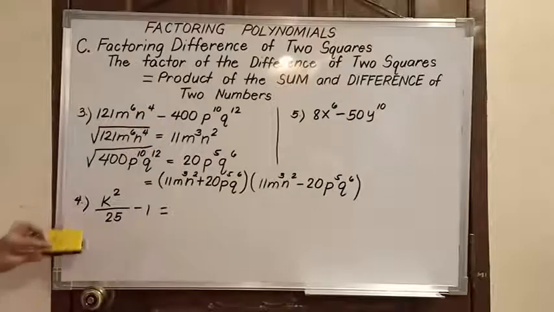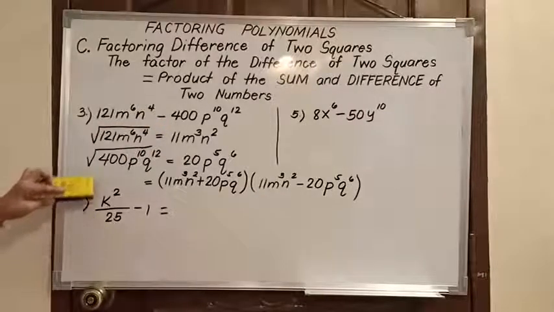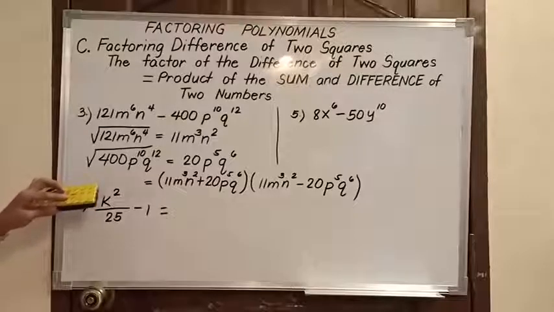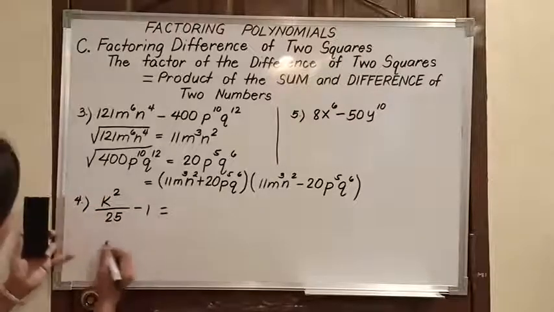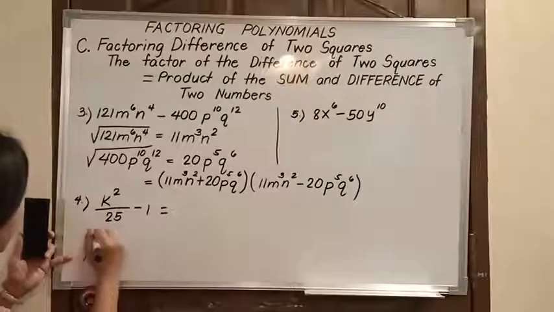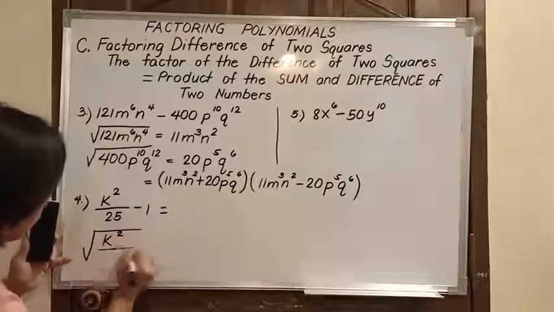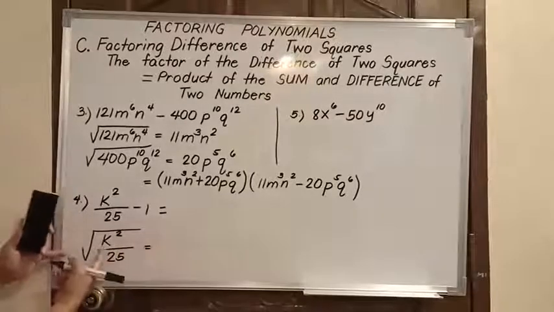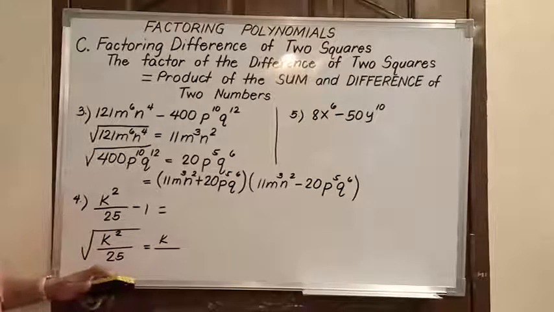Number 4. So notice that we have a fraction. How will you solve for the square root of k squared over 25? K squared is a perfect square. 25 is also a perfect square. So solving for the square roots, that is the square root of k squared over the square root of 25. The square root of k squared is k, and the square root of 25 is 5.